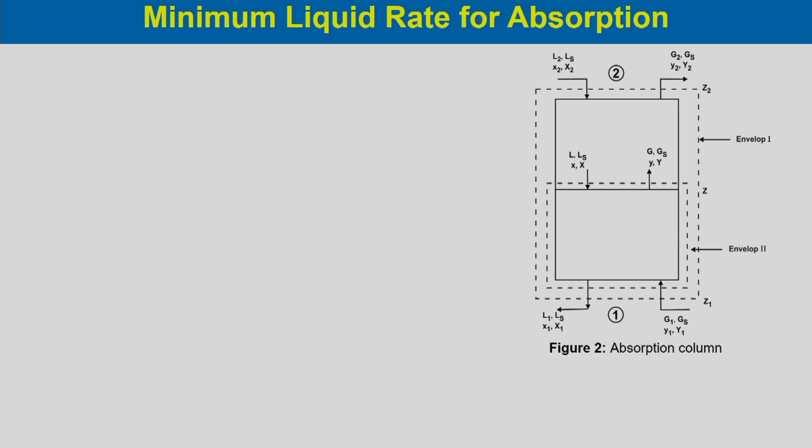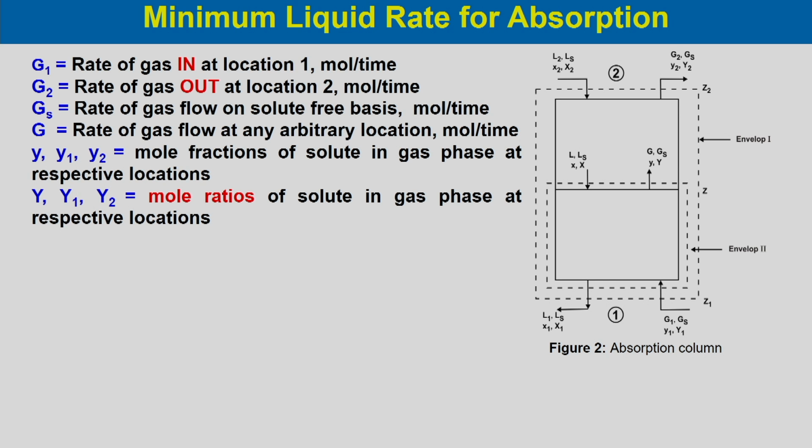Now, let us consider an absorber column or absorption column, which is shown over here. You can see the gas which enters at the bottom at a flow rate of G1, rate of gas in at location 1, in mole per time, and G2 is the rate of gas out at location 2. G2 over here and G1 over here are also in mole per time.